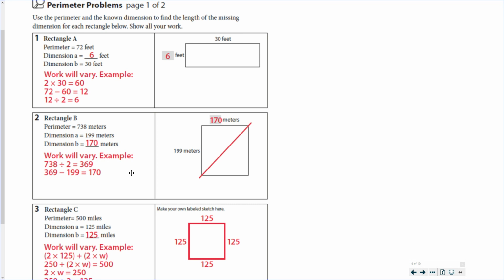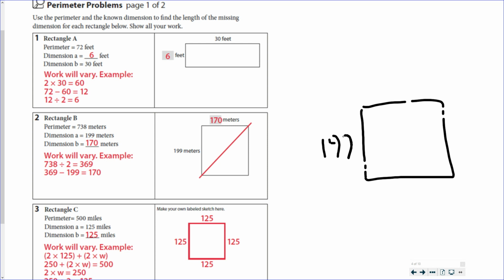They cut out a few steps, but it might not make sense to exactly everyone. So this is what I'm going to do. As always, I tell you guys to go ahead and draw a visual to help yourself. I'm going to draw that visual, and I know that they already have one on. I'm just going to do mine anyway. What we do know is that one dimension is 199.